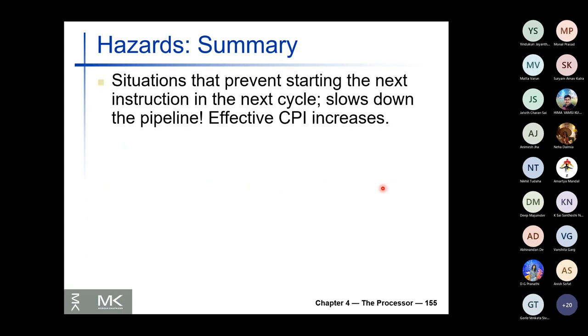So in summary, one of the main topics in the context of pipelining is the study of hazards. These are situations that prevent starting the next instruction in the next cycle and which slow down the pipeline. Effectively the value of CPI increases, decreasing the pipeline speedup from its ideal value, which is its maximum value, the pipeline depth.